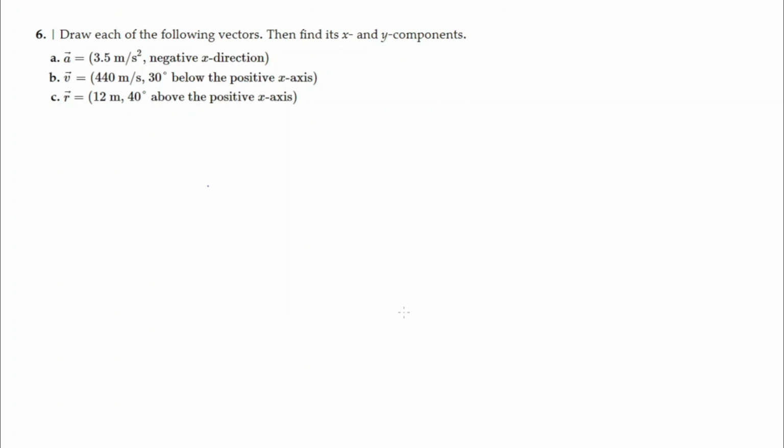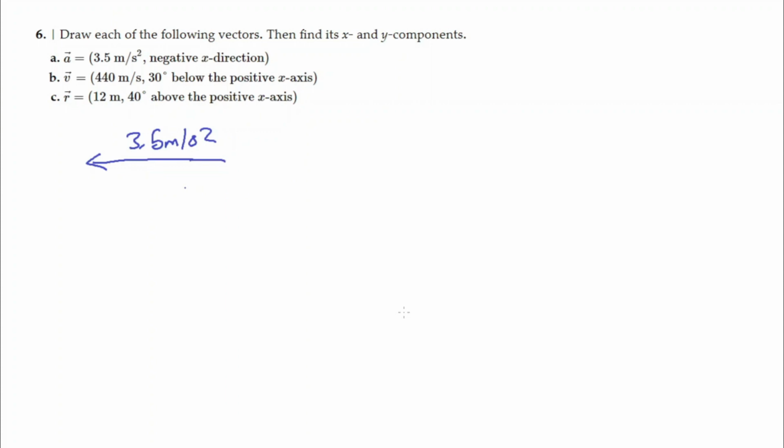Alright, so let's take a look at number 6. So number 6 is draw each of the following vectors and find its xy components. So we're going to look at A first. So A is vector A. We could draw it out. So vector A is to the negative x direction, 3.5 meters per second squared.